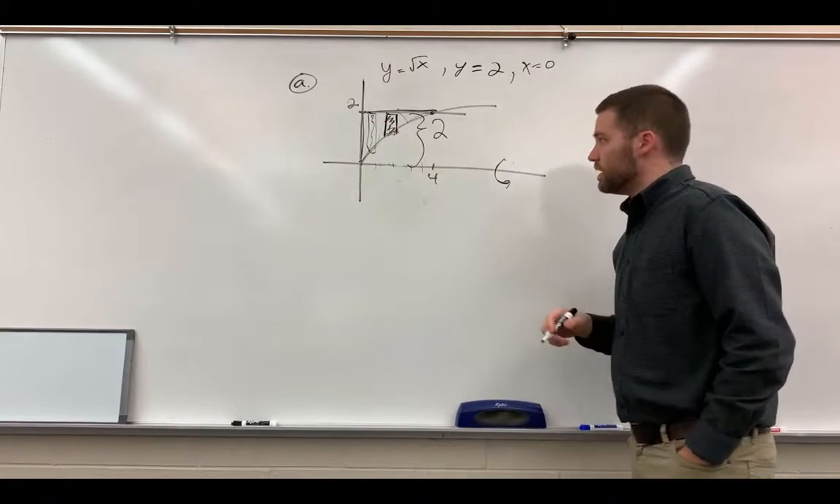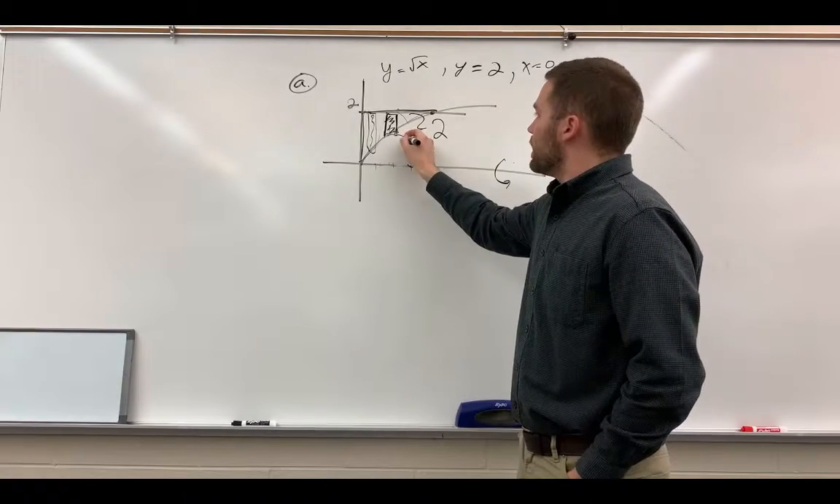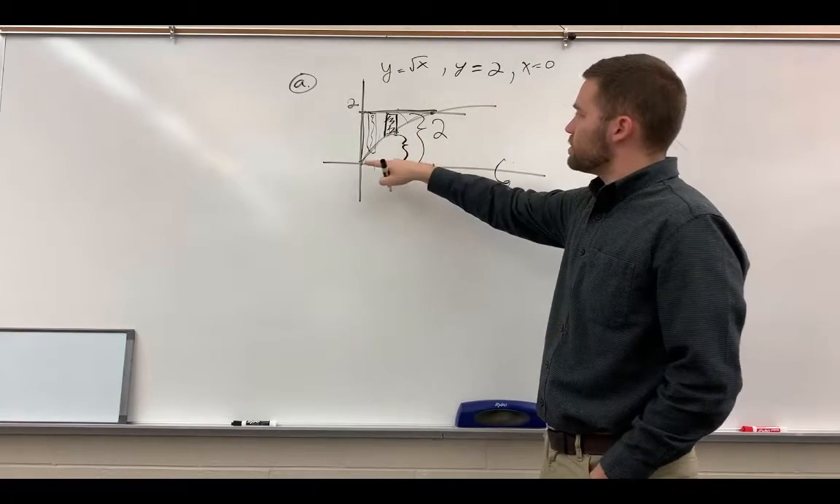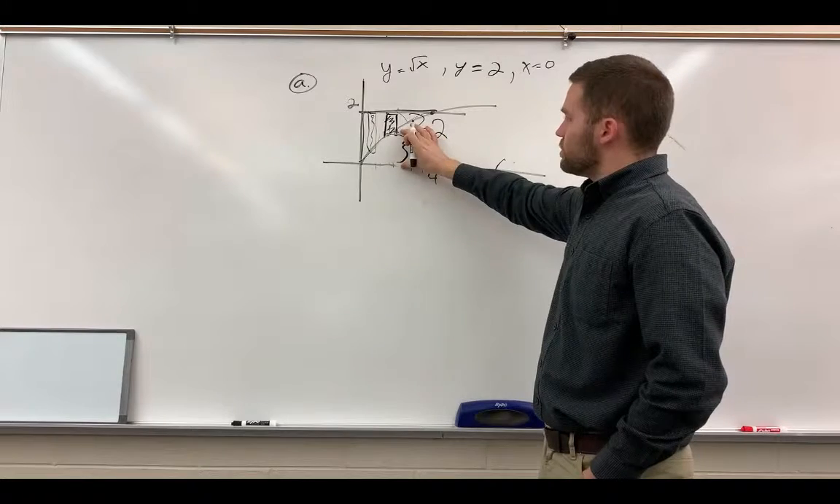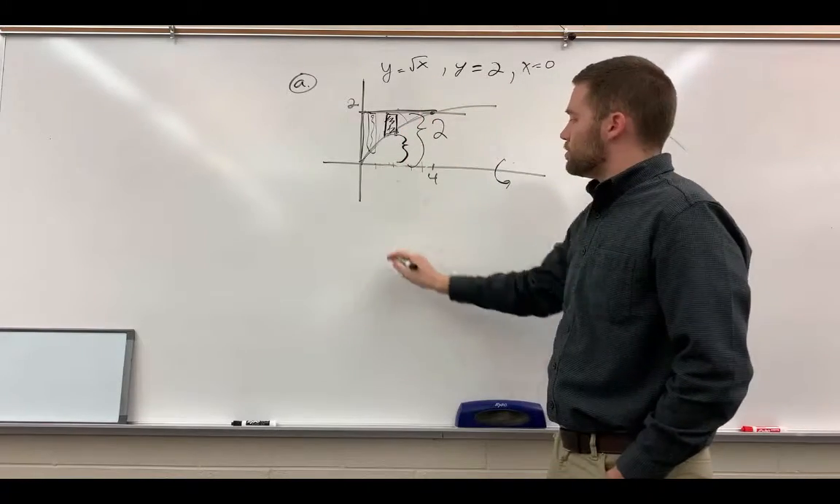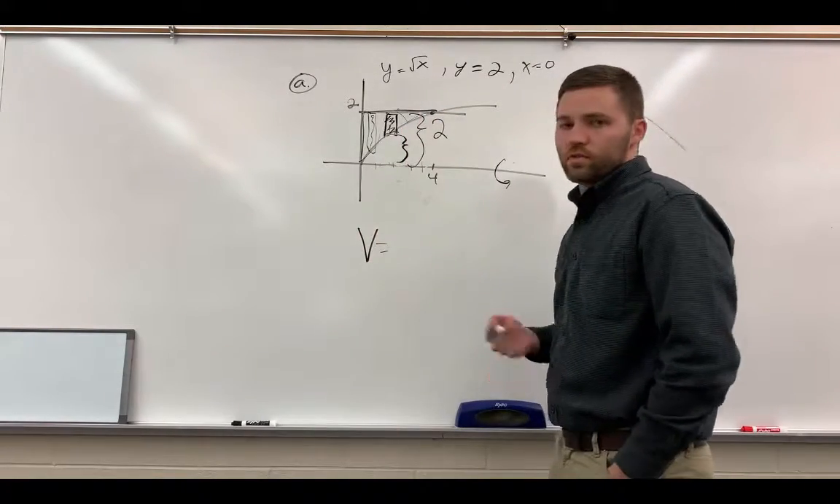The inside radius then is going to be defined by the function, okay? And that is square root of x. So the inside radius is root x, the outside radius is 2. We use the formula for volumes using the washer method.